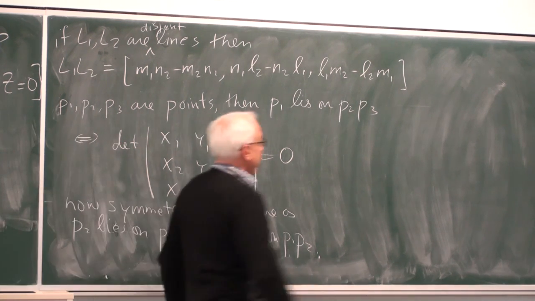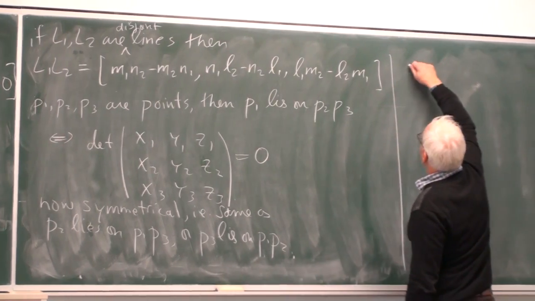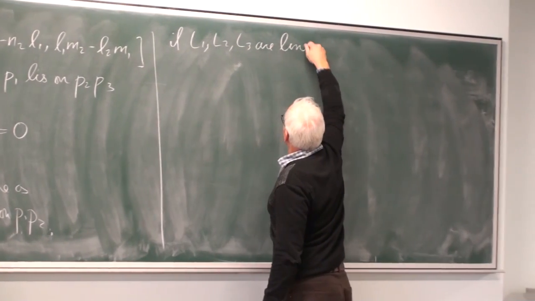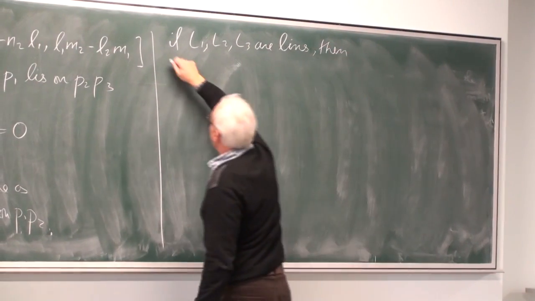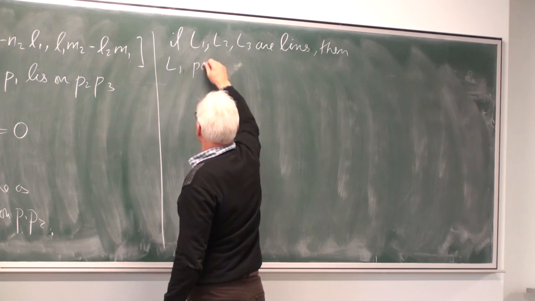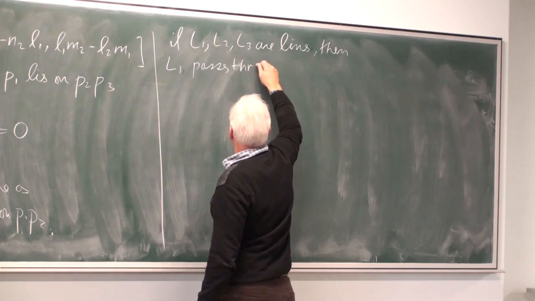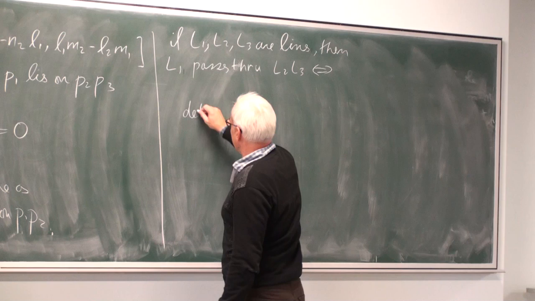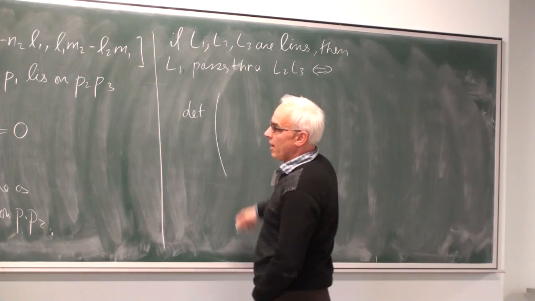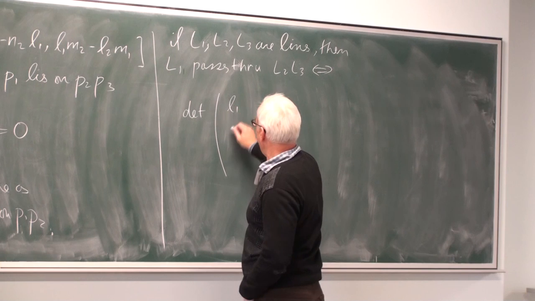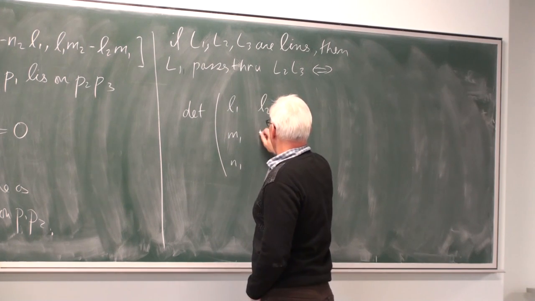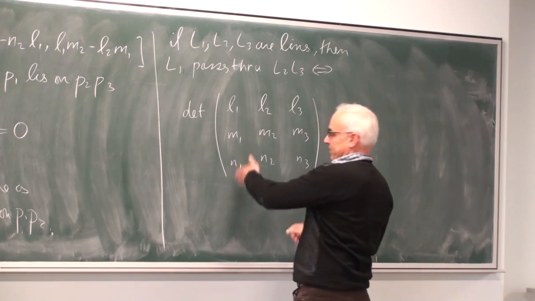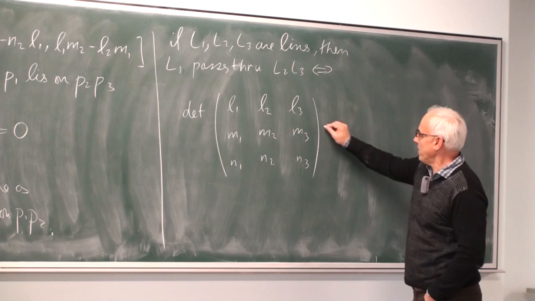And dually, if we have three lines, so if L1, L2, L3 are lines, then say any one of them, L1, passes through L2 L3 precisely when a similar determinant is satisfied. And I might write it like this: l1, m1, n1, l2, m2, n2, l3, m3, n3, because these are, after all, columns originally. That determinant is equal to 0.